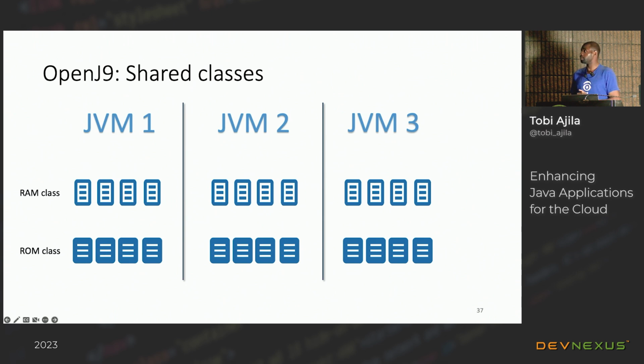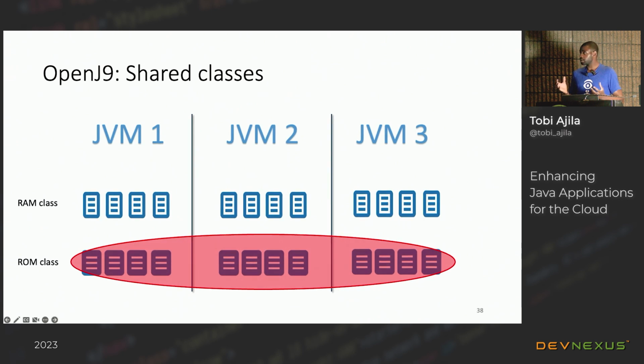In this example, we have 3 JVMs running code. They may be running the same code, may be running different code, but for the most part, there's going to be a substantial amount of overlap in the classes that they load. You can think of running a few instances of the same microservice or something like that. When you load a class, it first gets translated into a ROM class, then a RAM class, and then it's ready.